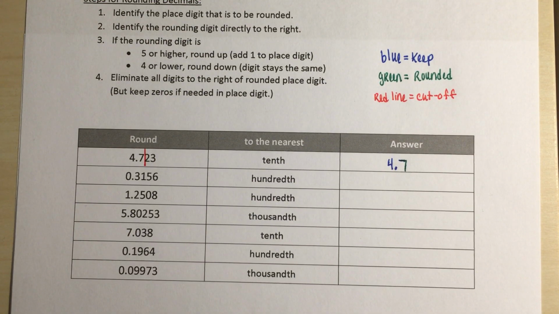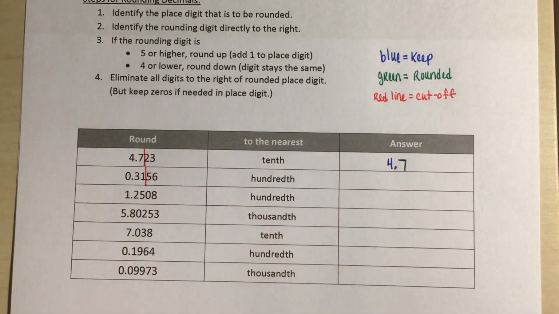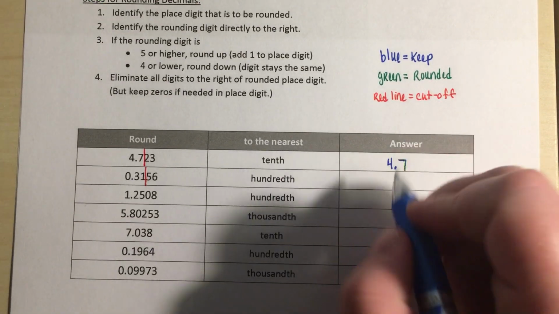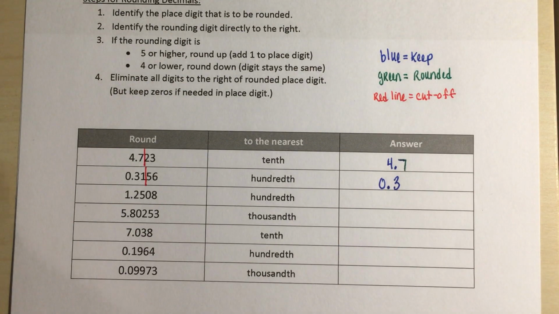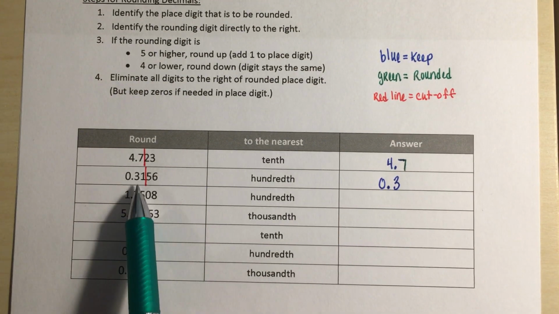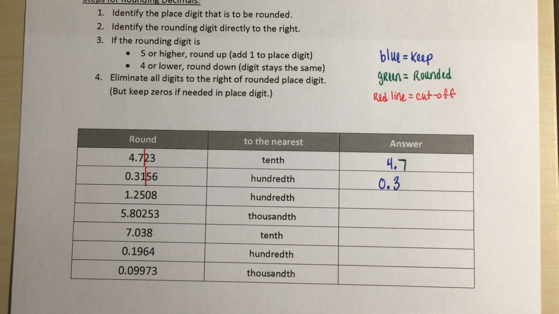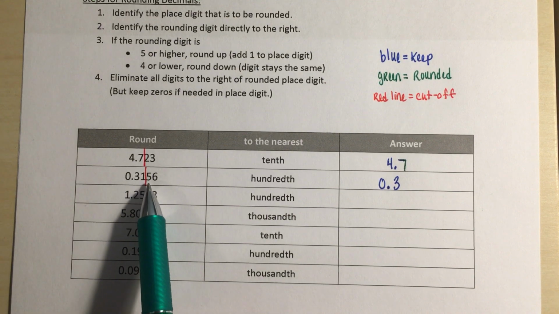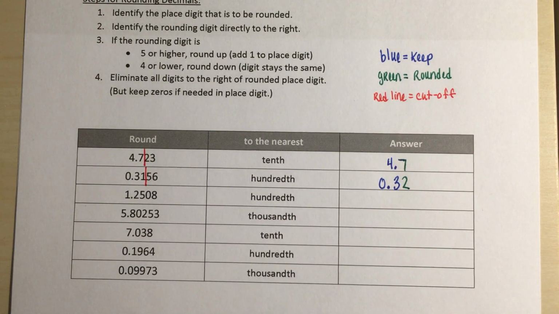Okay, so let's look at the next one. 0.3156, and we're rounding to the nearest hundredth. Hundredth is 2 place values. So we're going to keep 2 place values and get rid of everything else. So we're going to keep our 0, our decimal point, and our 3, and then we need to decide what's going to happen to that 1. Is that 1 going to stay a 1, or is it going to turn into a 2? Remember, it always stays the same, or it goes up, it never goes down. Well, since we have a 5 to the right, our rounding digit is 5, that means that our 1 is going to go up to a 2, so we're going to get 0.32 for this answer.